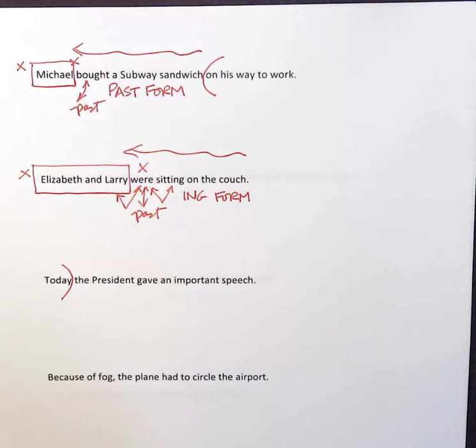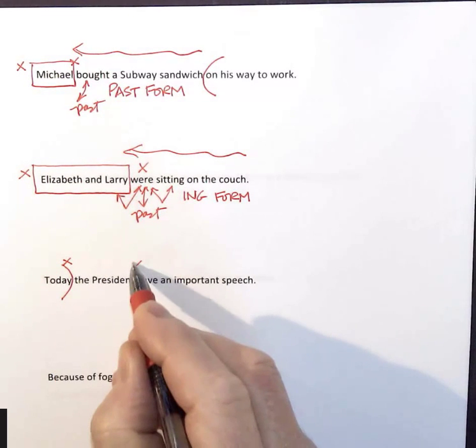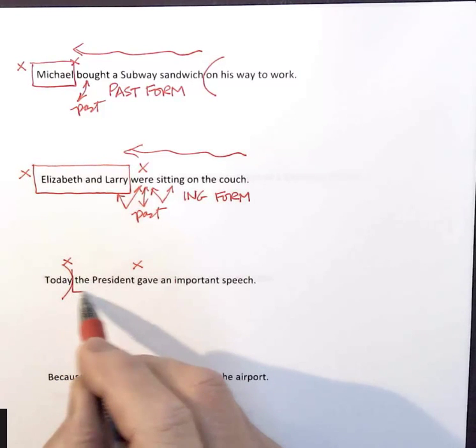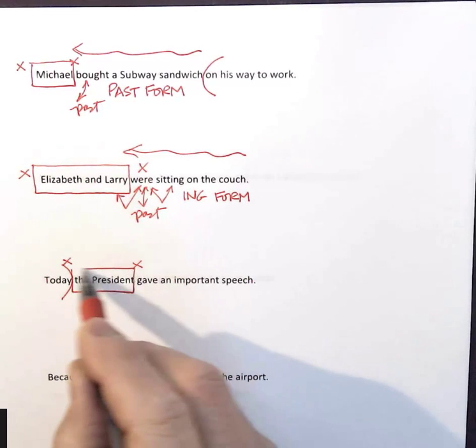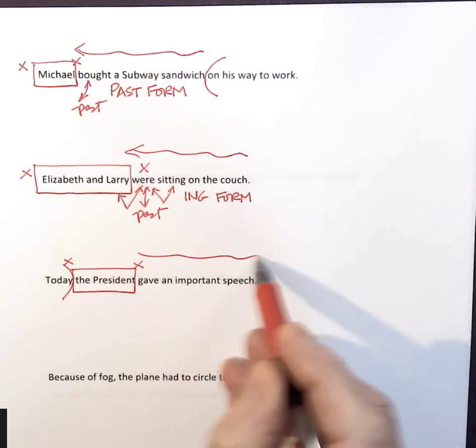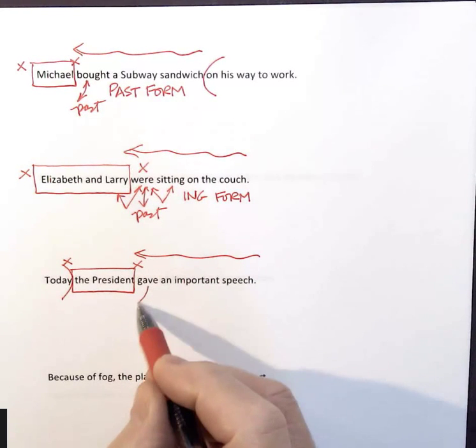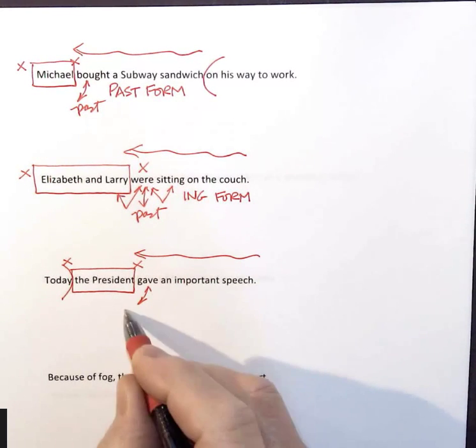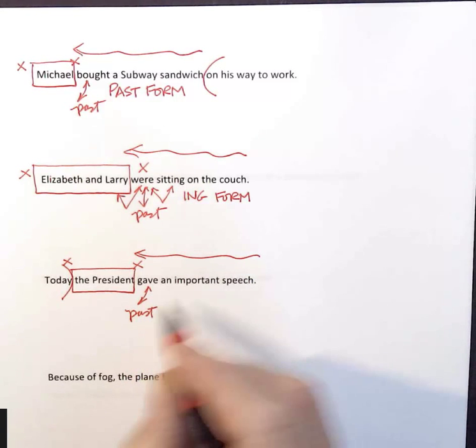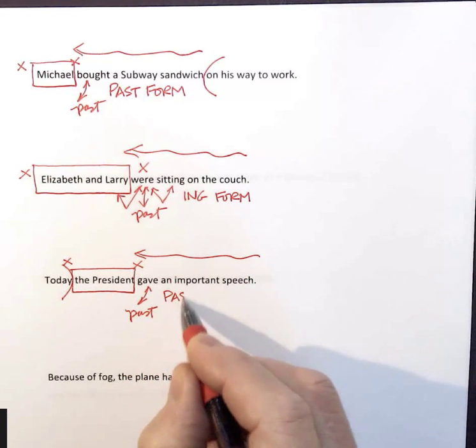Today, the president gave an important speech. No X words, it's did. Did the president give? The president did not give. The president is the subject. The predicate. Gave ties with the past. And gave is the past form.